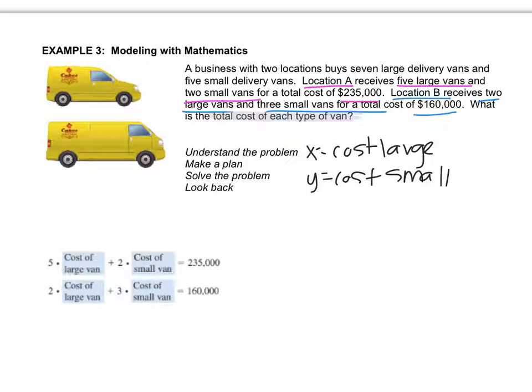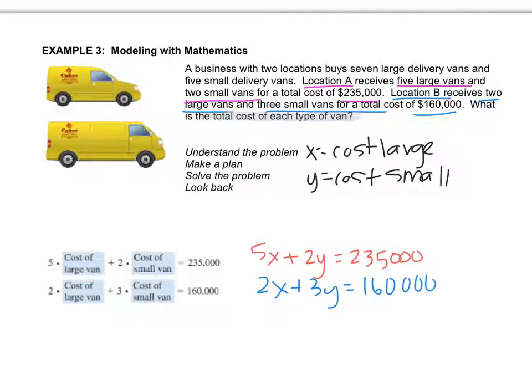So now I can just go and write my equations based on the setup that they gave me. 5x + 2y = 235,000. And 2x + 3y = 160,000. Now I have to figure out how to multiply to make them opposites. So 5 and 2, that's not really helpful. And a 2 and a 3 is also not.